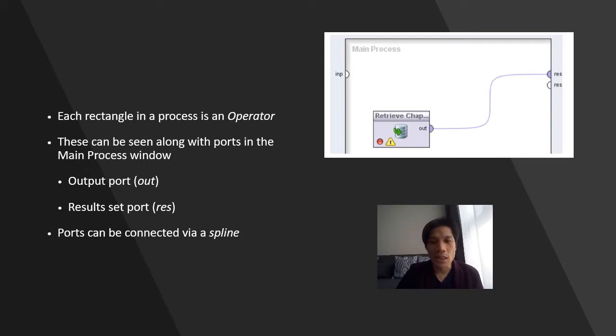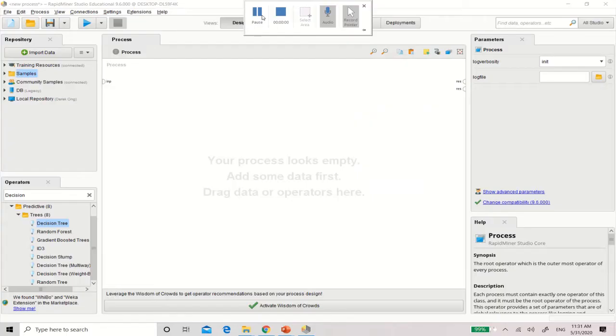Now, you can see here that I've also shown you what operators are. Operators will look something like this. Then there is also an out button that reaches to a result. These are what we call ports. Ports are connected through a thing called the spline. This is very important so that the results can be displayed.